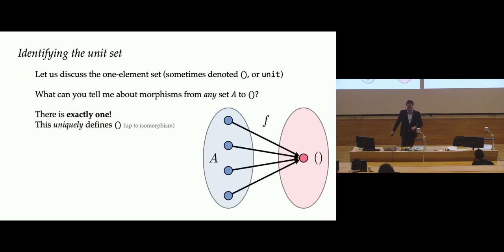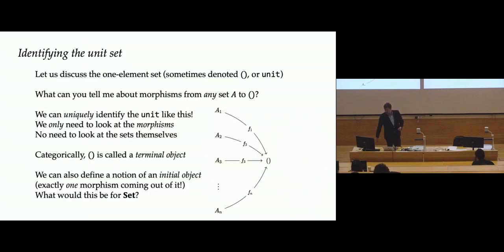Yes, there is exactly one morphism mapping any set A to unit. And this actually uniquely defines unit up to isomorphism. There are infinitely many single element sets. But if your set has this particular structure, you can identify it just by looking at patterns. And this actually uniquely identifies the unit set. You only need to look at the structure of the morphisms and not look at the sets themselves. In category theory, an object that has this property is also known as a terminal object.